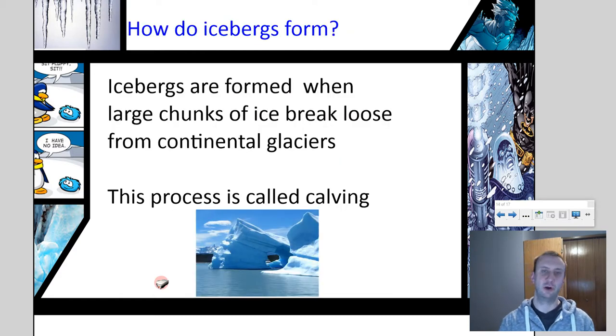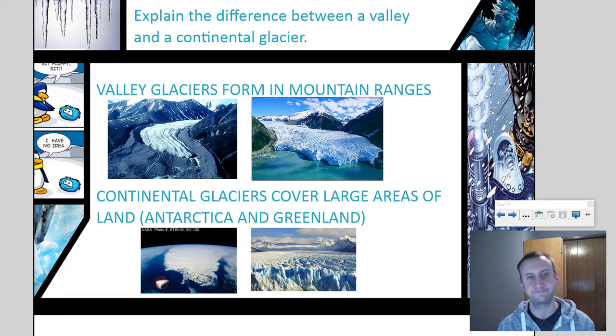How do icebergs form? Icebergs are formed when large chunks of ice break loose from continental glaciers. So like Greenland, for example, right? When you have ice breaking loose from that, that's called calving, which is weird because it's like a cow giving birth, right? Calving. But that's when an iceberg forms, when large amounts of ice break off of a glacier and start floating away, moving away from home to do its thing.